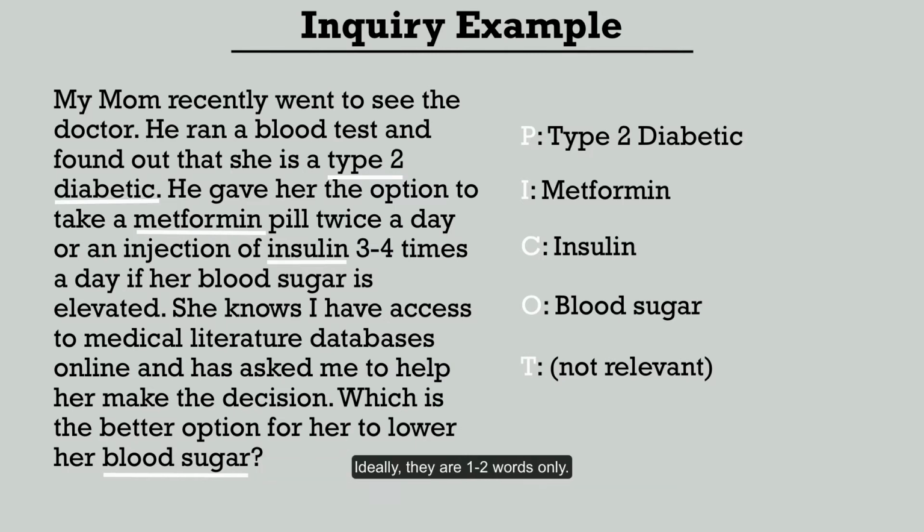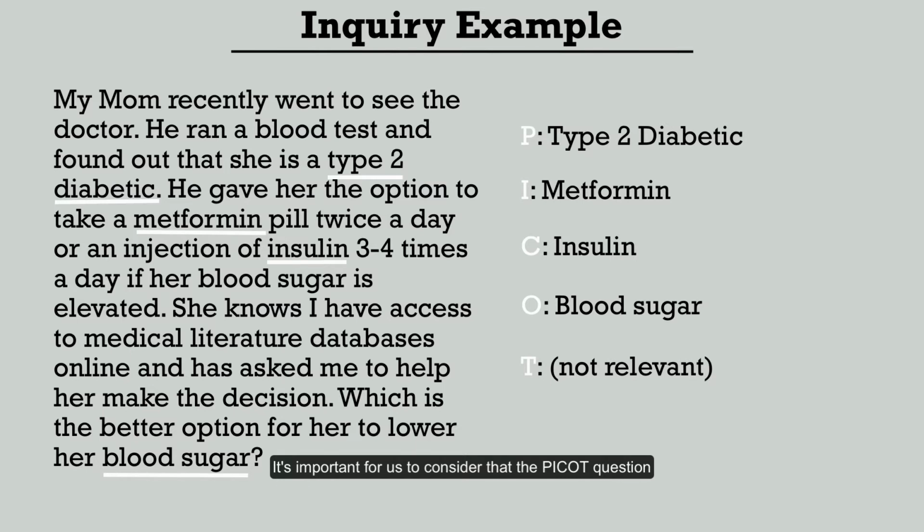and searchable. Ideally, they are 1 to 2 words only. As you can see here, we could have said metformin pill. However, all metformin comes in the form of a pill. Therefore, it's only necessary to say metformin. Additionally, when identifying the comparison, we could say insulin injection. However, if she's using it at home, all insulin would be injectable. So we'll go ahead and consider insulin all by itself.